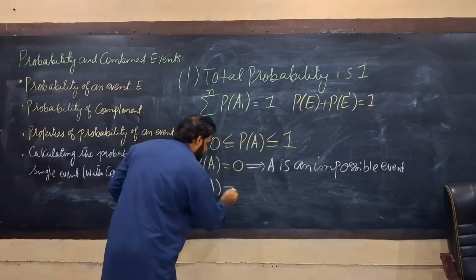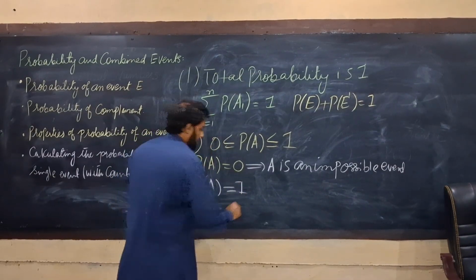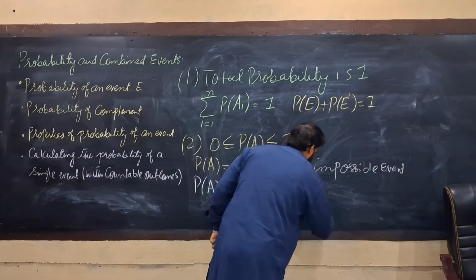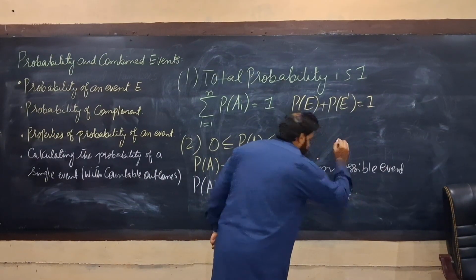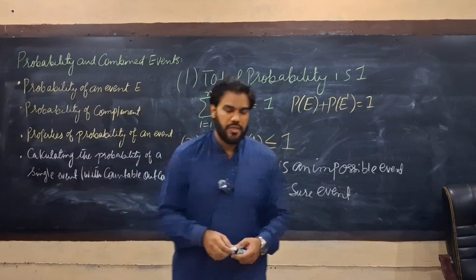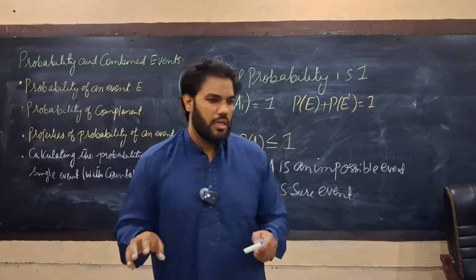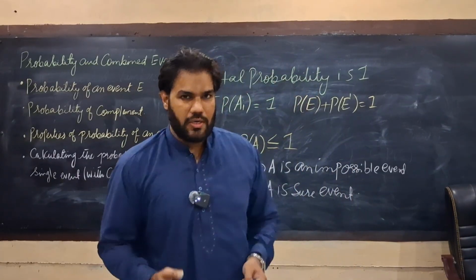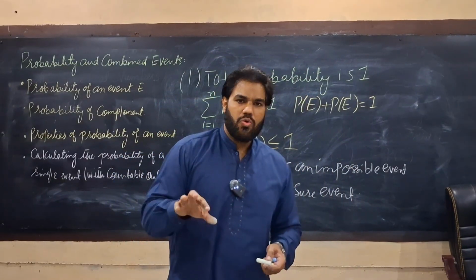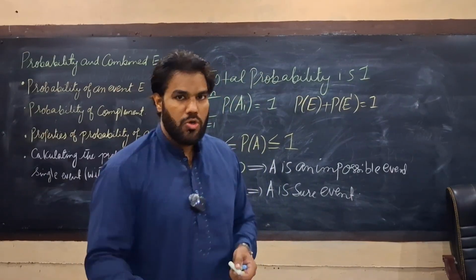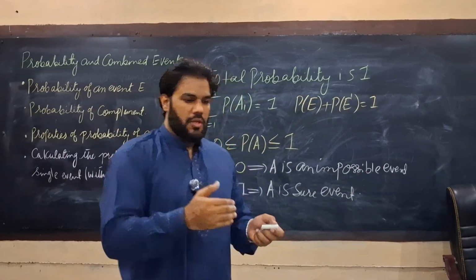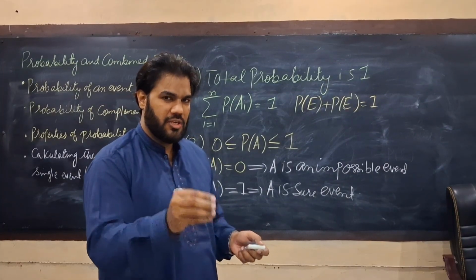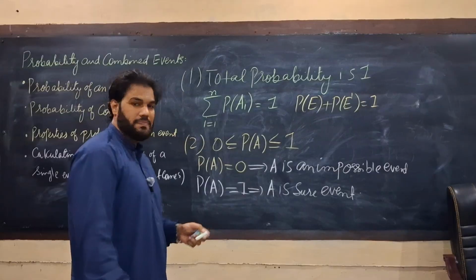Probability of A equal to 1 means this is a sure event. This implies A is a sure event. For example, when you throw a die, you say the outcome will be between 1 to 6. So this will always occur because there are no other outcomes other than 1 to 6. So if A represents that the outcome will be exactly from 1 to 6, then A is a sure event and its probability will be 1.